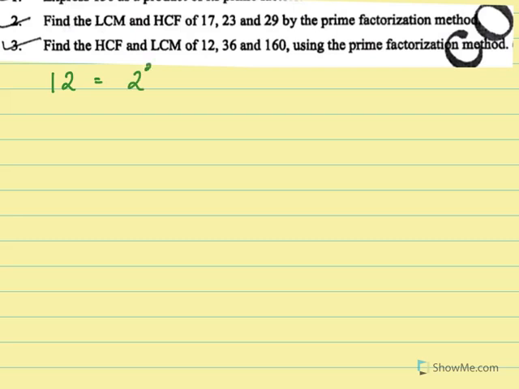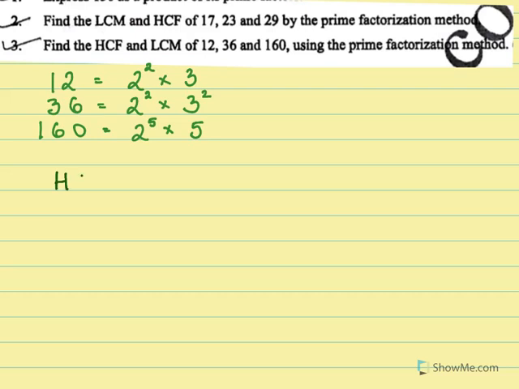Find the HCF and LCM of 12, 36 and 160. So 12 is 2 raised to 2, that is 4 into 3. 36 is 2 raised to 2 into 3 raised to 2. And 160, you do the prime factorization and you'll get 2 raised to 5 into 5.